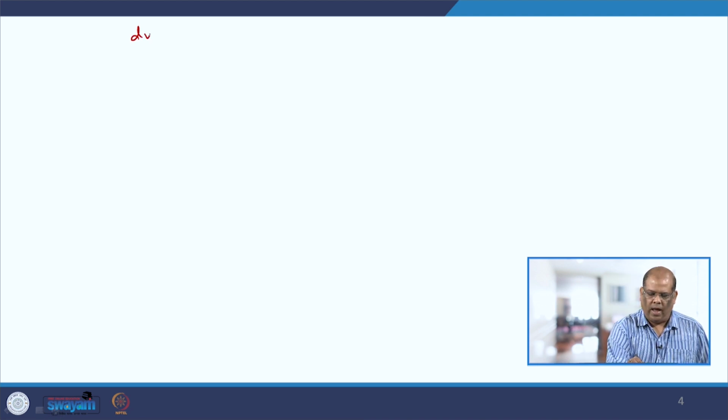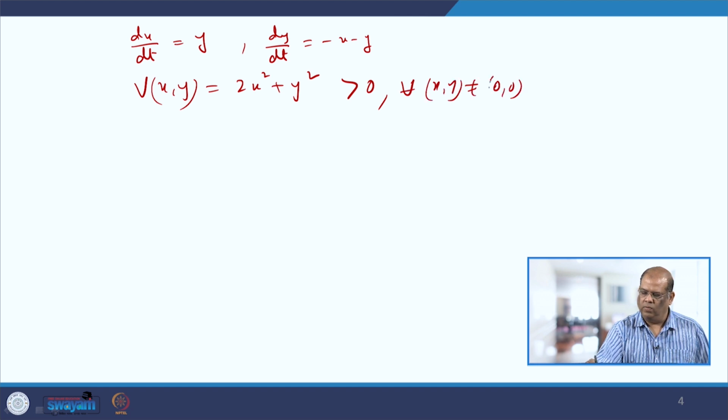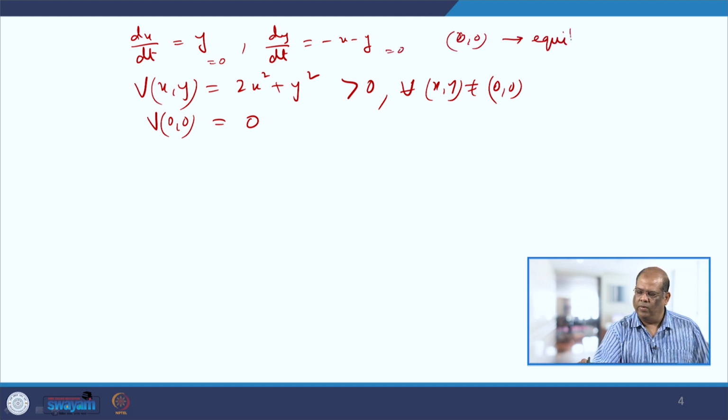So, dx/dt equal to y and dy/dt equal to minus x minus y. So, let us choose V(x,y) equal to 2x square plus y square. As you can see, this is always greater than 0 for all (x,y) not equal to (0,0). V(0,0) again is equal to 0. So, from here I can see that if I put this equal to 0 and this equal to 0, I will get (0,0) as my equilibrium point.